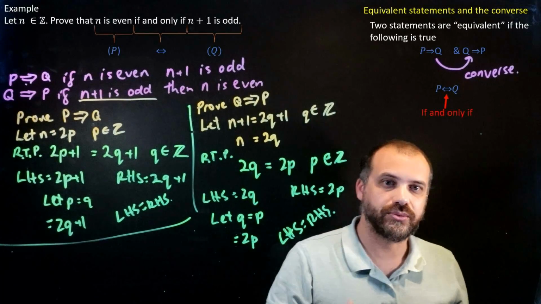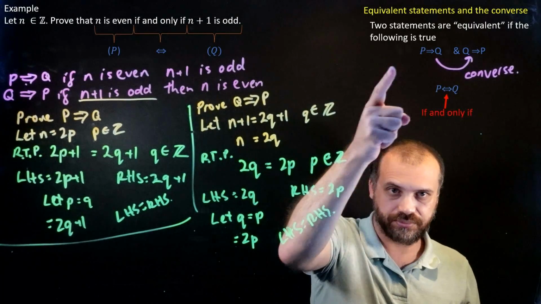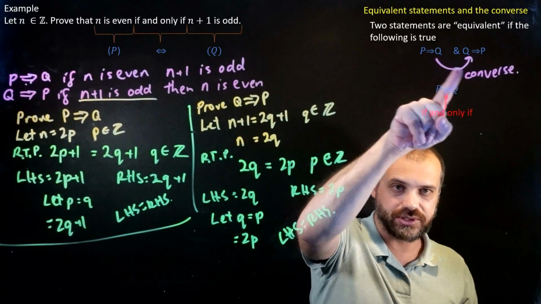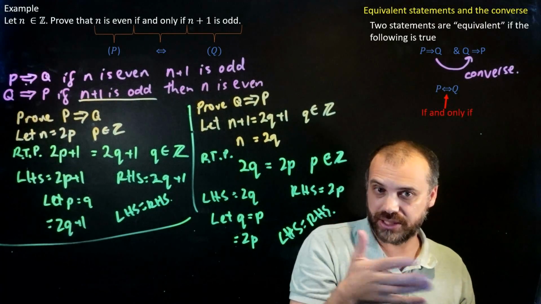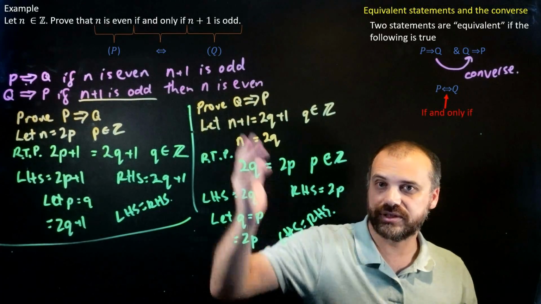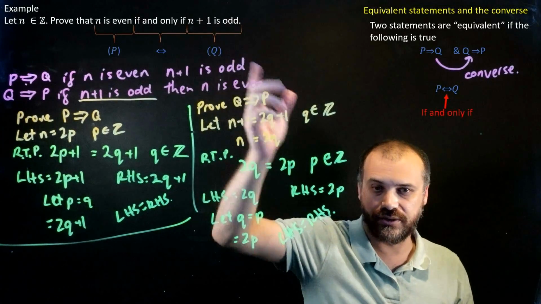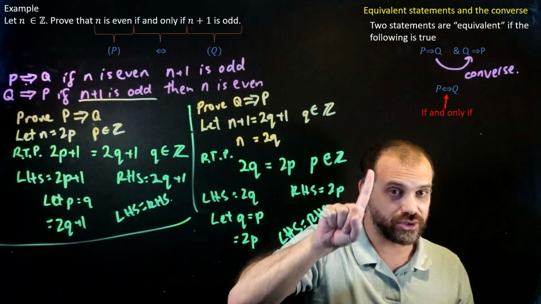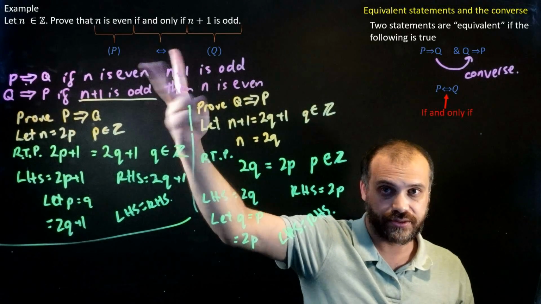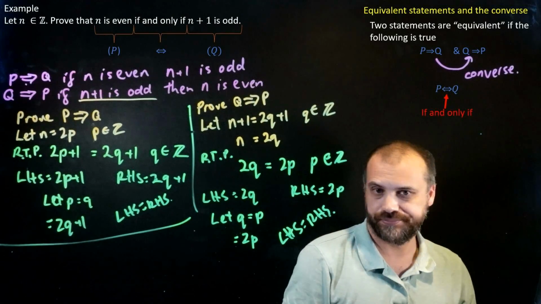All right, so equivalent statements, P implies Q, Q implies P, those are equivalent statements if they're both true. This one is called the converse of this one. You might be asked to write a converse statement at some point. And if you ever see the words if and only if, realize that you're not being asked to do one proof, you're being asked to do two proofs. This way, and then this way. That's it.